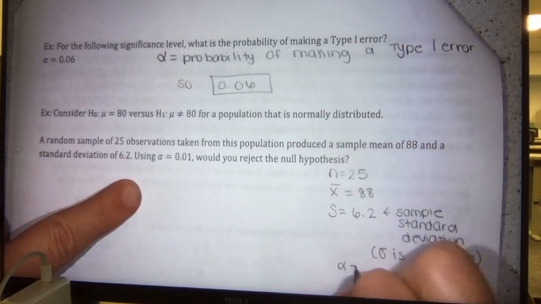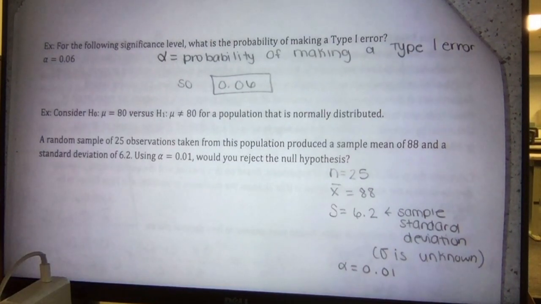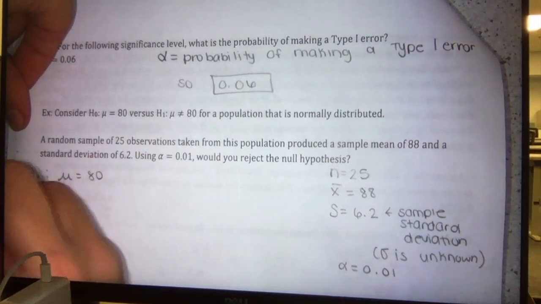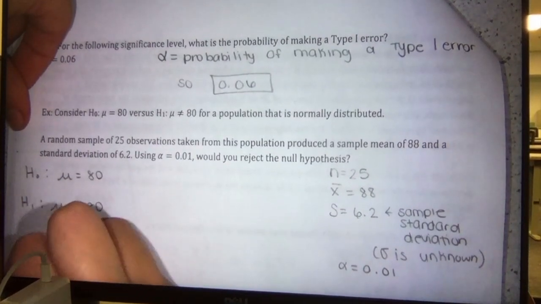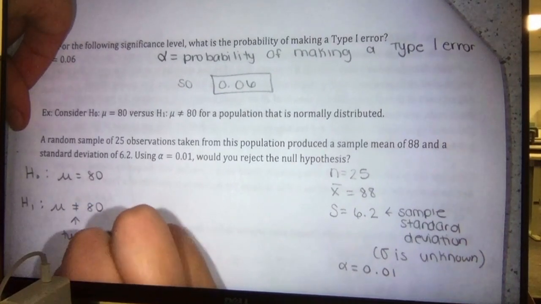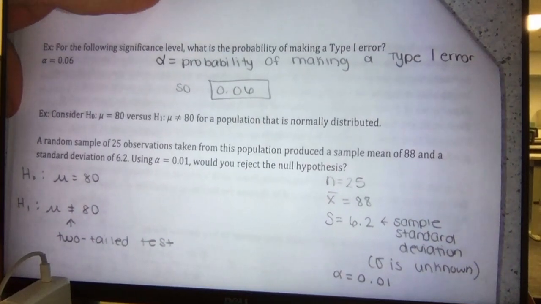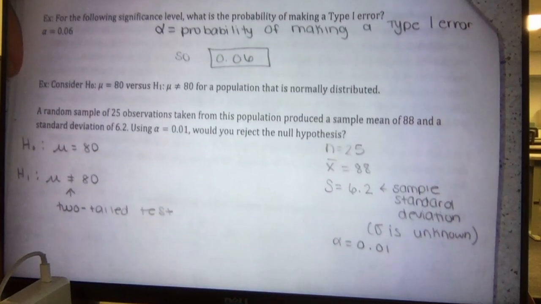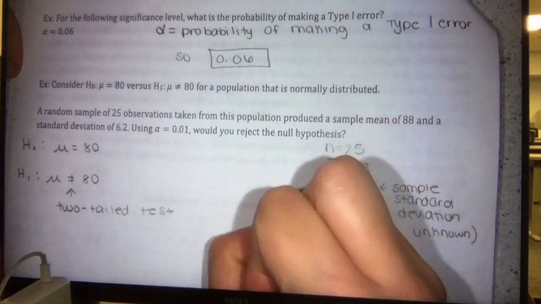Using our alpha of 0.01, would you reject the null hypothesis? So going back, our null hypothesis is that mu is 80, and our alternative is that it's not equal to 80, so that's telling us it is a two-tailed test. Because we have s values, just like we did in chapter 8, we're going to use our t values.